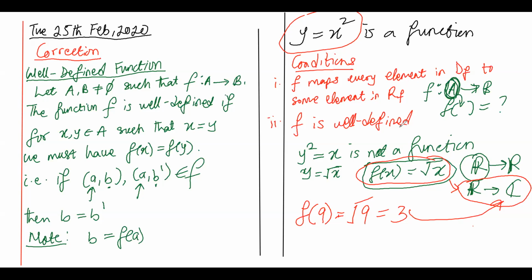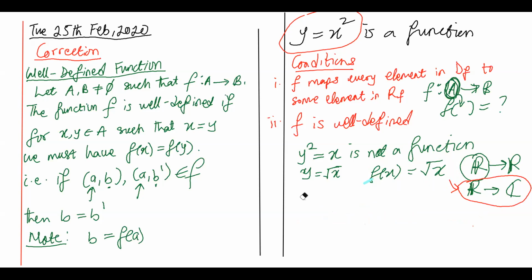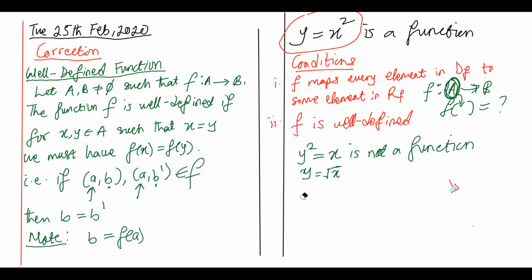But is f well defined? Under the first condition, the first one fails, so we don't have to check the second one. But under the second condition, the first one works, but the second one, let's check. The second condition says f is well defined. It means for one x, can you get 2 different y's? That's a summary. f is well defined.